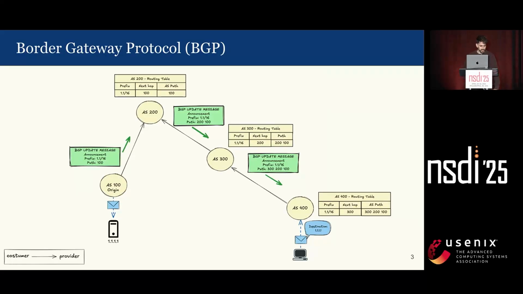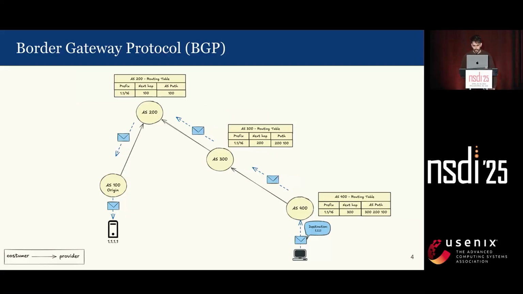So how does it work? Basically, AS100 sends an announcement to AS200, which is its provider. AS200 will install this route on its routing table, pick the next hop on the AS path, and then propagate it to AS300, and AS300 does the same thing to AS400. And now we have on our routing table a path to reach AS100, the origin of the prefix, and traffic of our client can be sent.